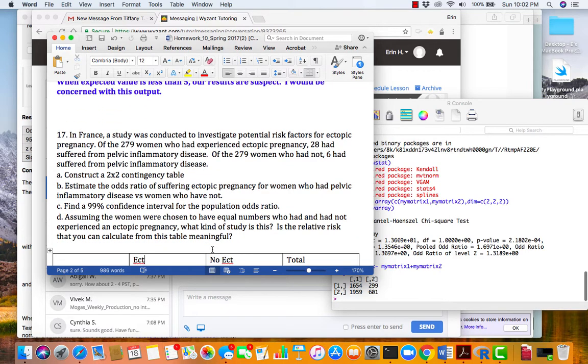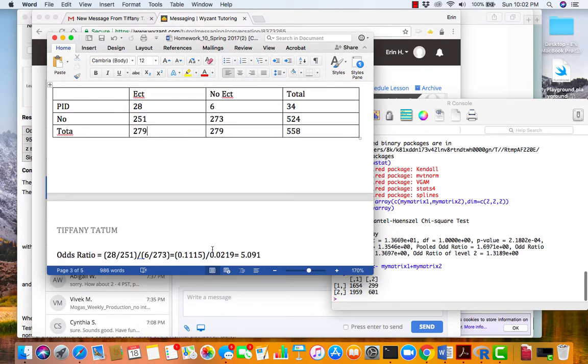In 17, here's our table. So you've got 28 and 6, you've got 251, 273, and you want to construct your odds ratio. So what you're going to do is take the 28 divided by 251, that whole thing divided by 6 over 273, and when you do it all out, it comes out to be 5.091. That's okay. Don't be worried that it's greater than 1.